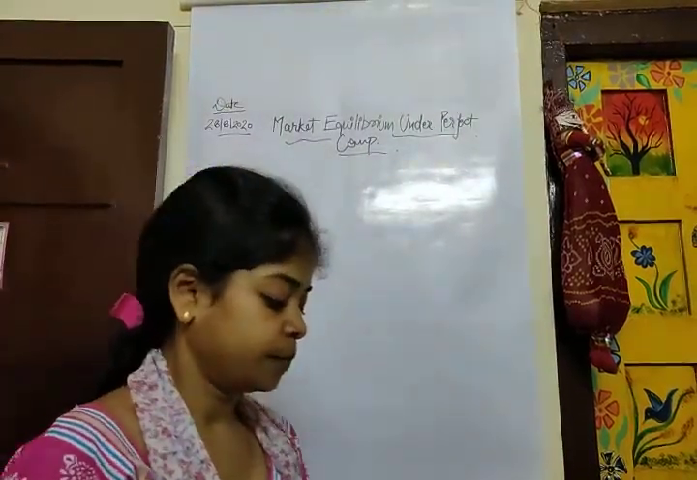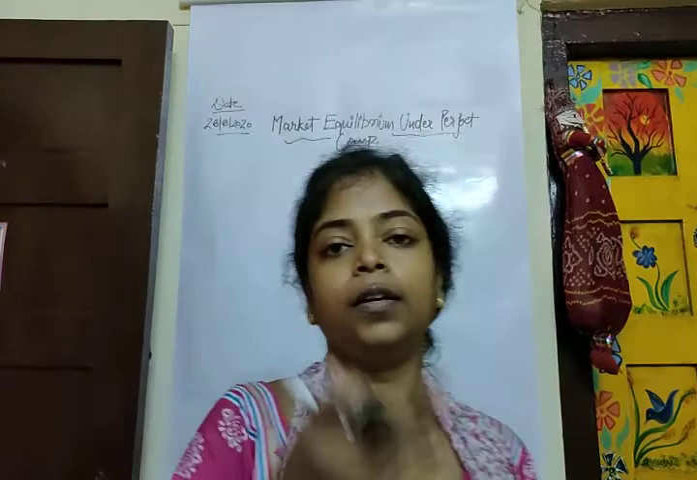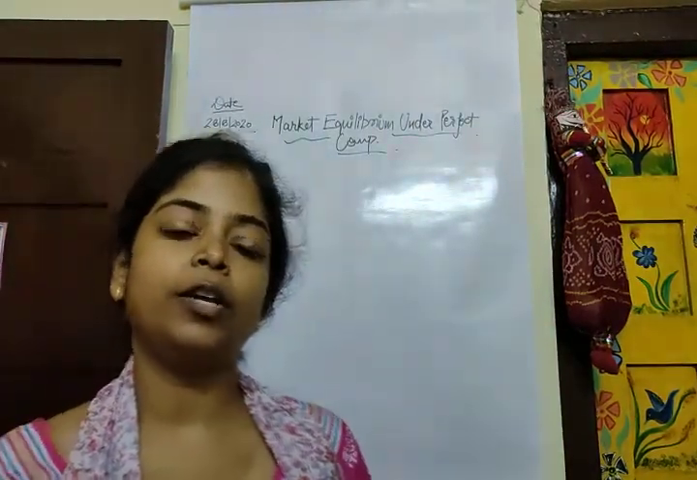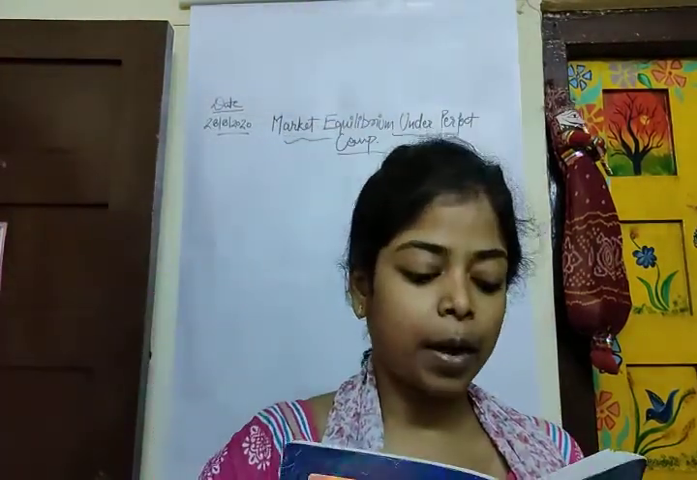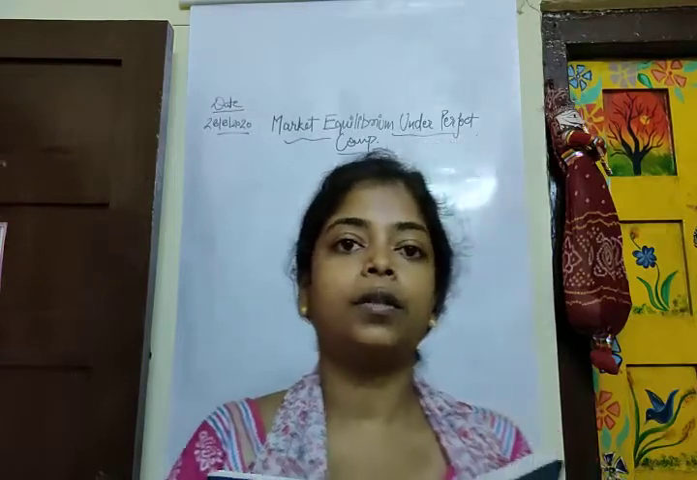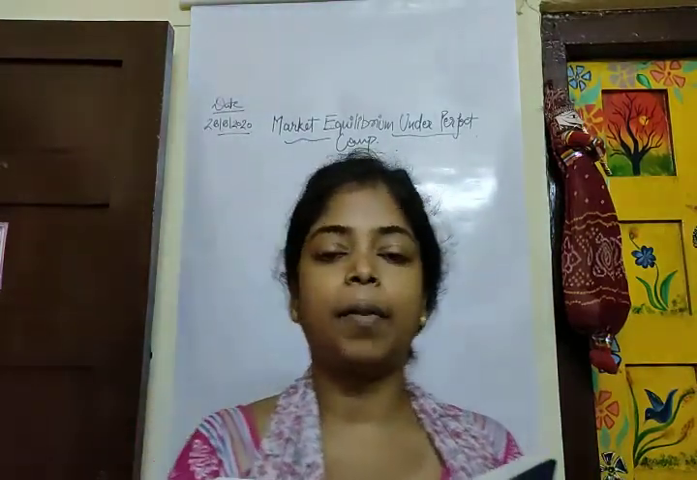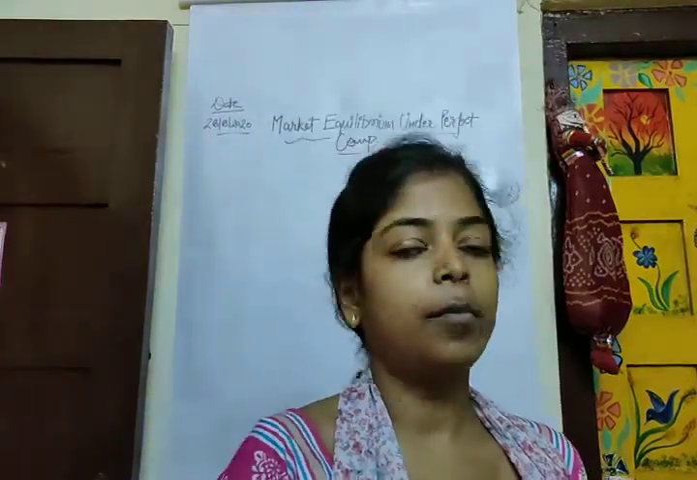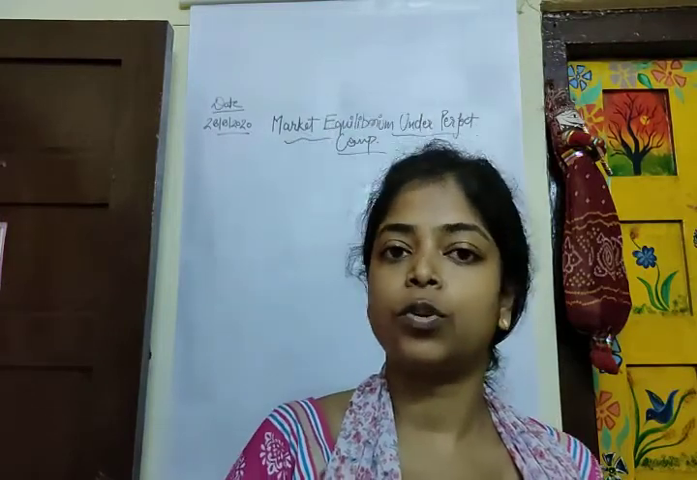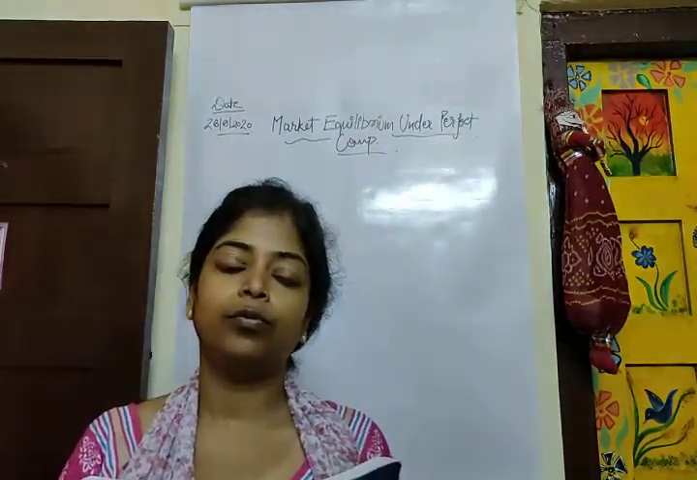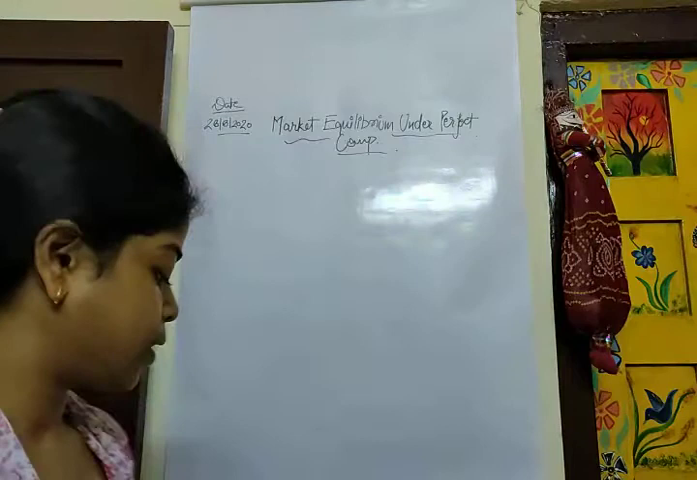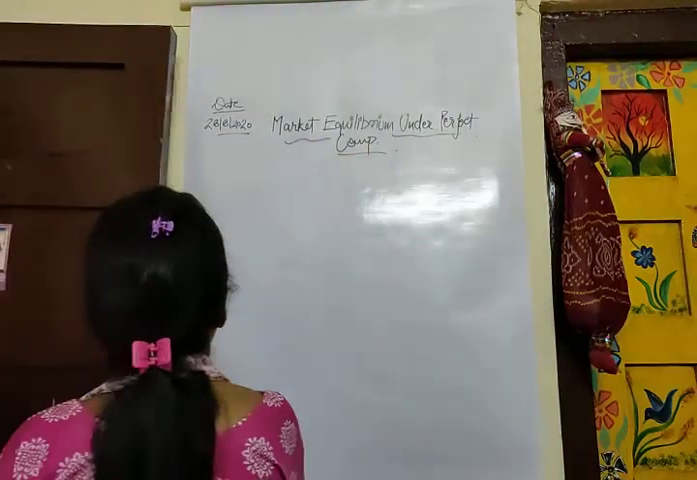So basically we are learning the situation of market equilibrium in this chapter, how a market equilibrium is struck when there is change in demand and supply. A number of conditions and situations we have already gone through. So today is simultaneous change.